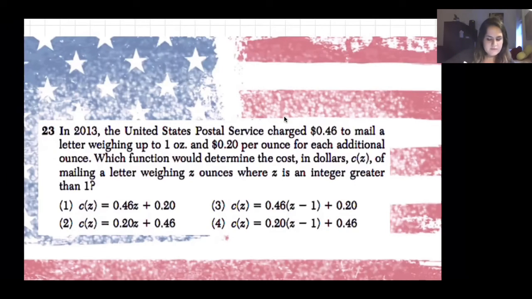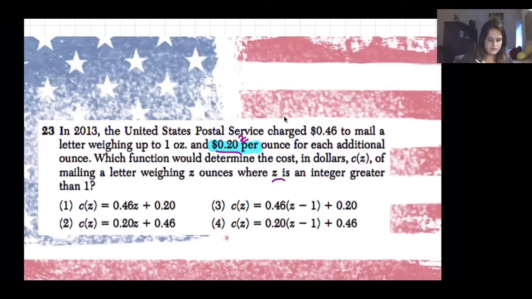All right, I'm not going to read this whole question. I'm going to look for the important information. Oh, I see 20 cents per. What operation goes with per? Well, it's multiplication. That means I'm going to multiply 20 cents by some variable. It looks like z is going to be that variable. Which choices have 20 next to z?